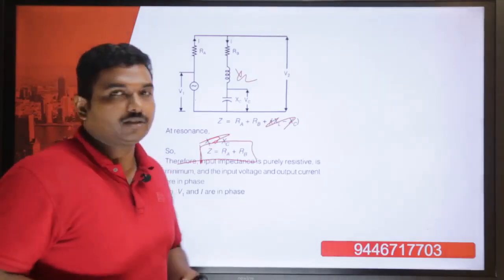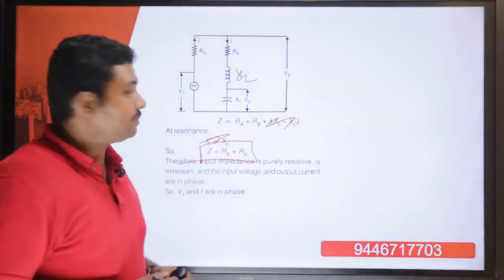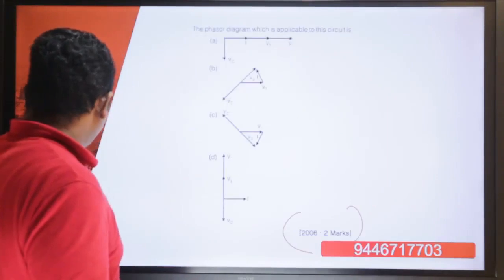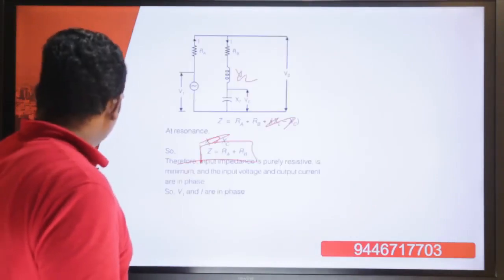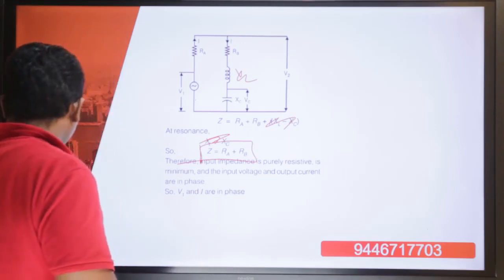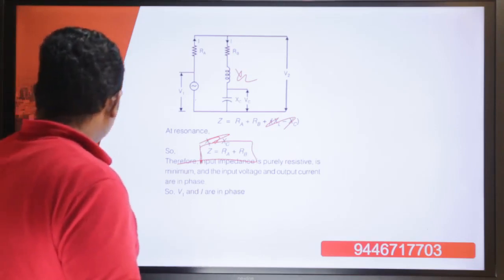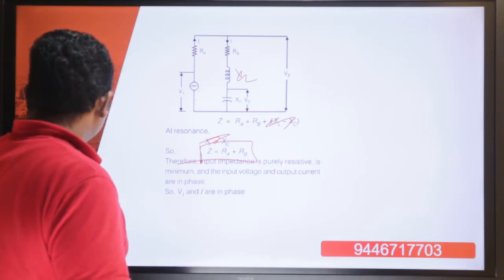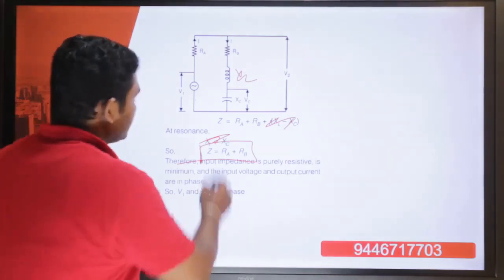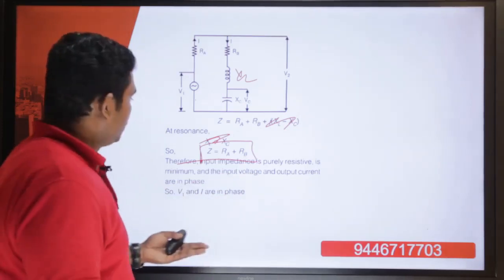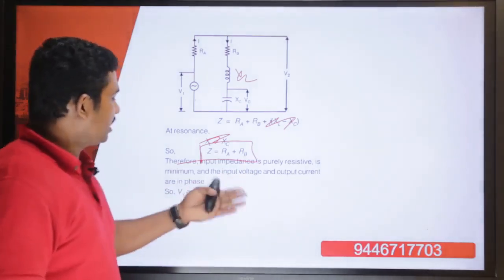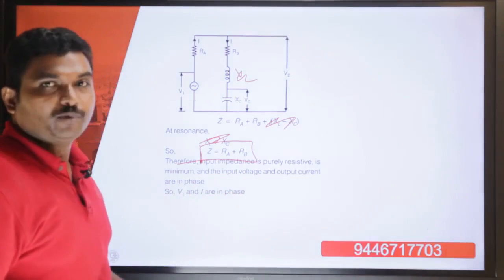So what happens at resonance is that Z becomes equal to Ra plus Rb, because there is no XL and XC. Since there is no XL and XC, and because the condition is of resonance, Z is equal to Ra plus Rb. Therefore, the input impedance is purely resistive and minimum. So the input voltage and output current are in phase.